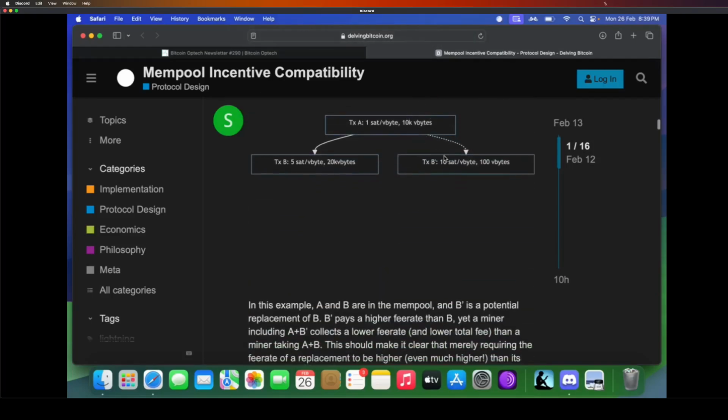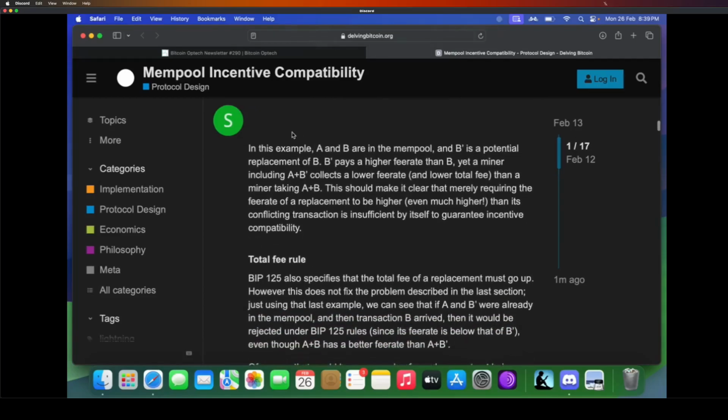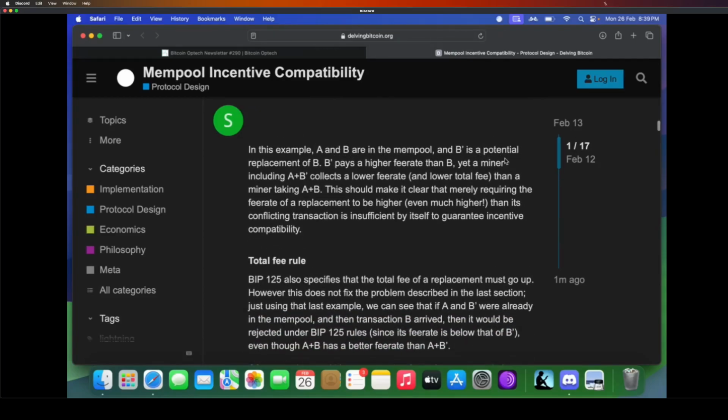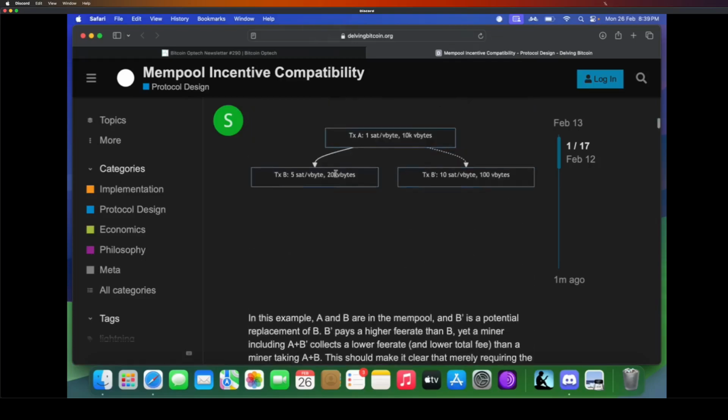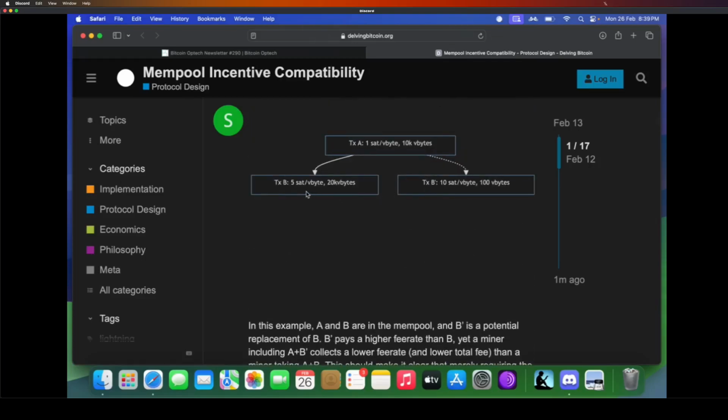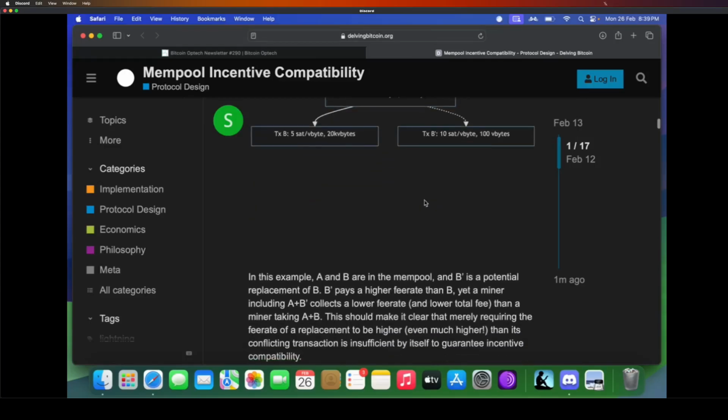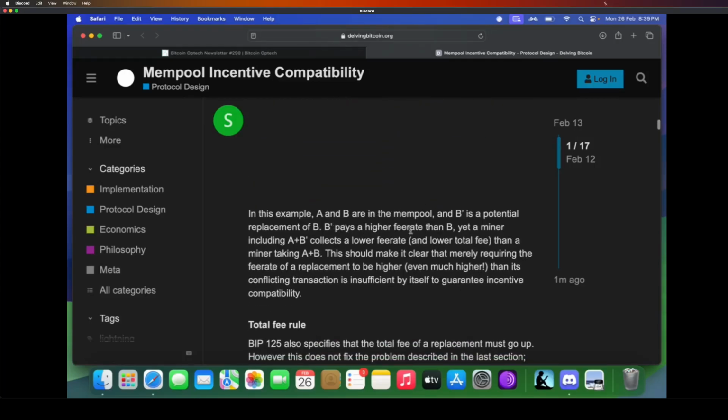And then here he uses an example of a conflicting transaction, B and B dash. In this example, A and B are in the mempool, and B dash is the potential replacement of B. So here the transactions are conflicting. B dash is conflicting with B because they're both trying to spend the same transaction. That's how it is worded. B dash pays a higher fee rate than B, yet a miner including A plus B dash collects a lower fee rate and lower total fee than a miner taking A plus B. This should make it clear that merely requiring the fee rate of replacement to be higher, even much higher than its conflicting transaction, is insufficient by itself to guarantee incentive compatibility.